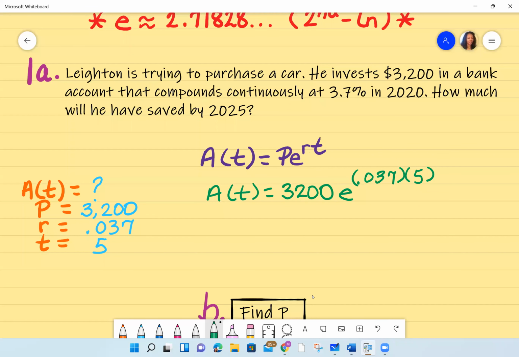So 3,850. A of t is going to be $3,850.30.